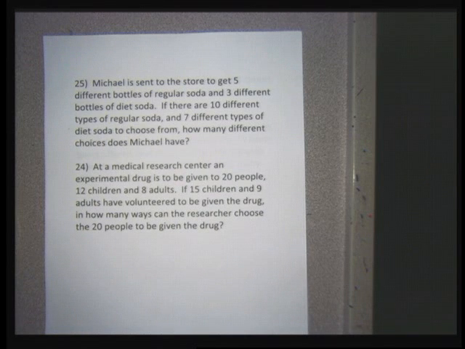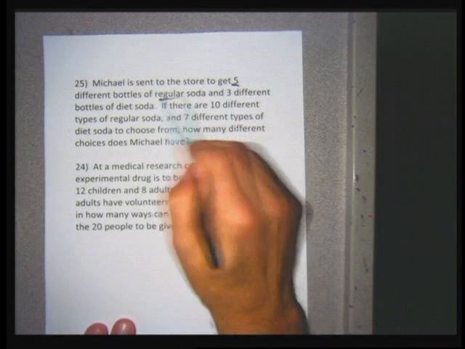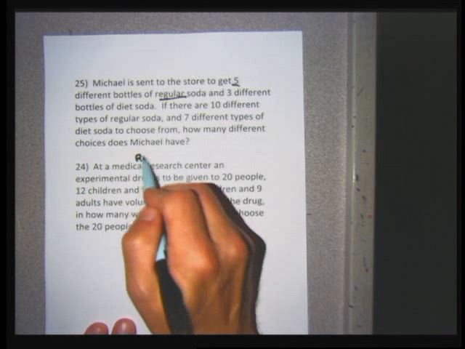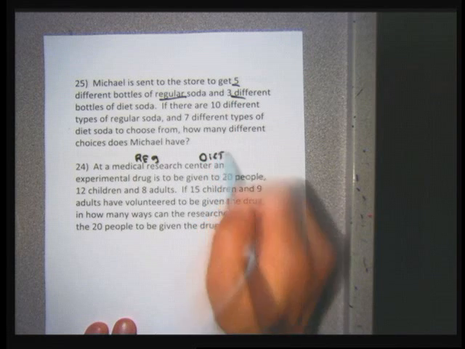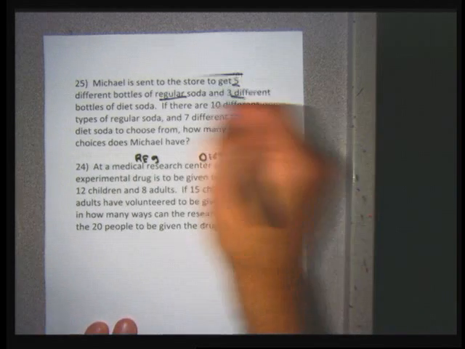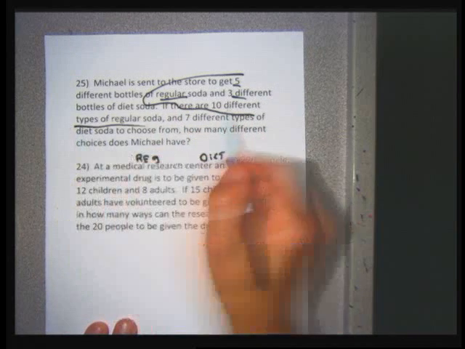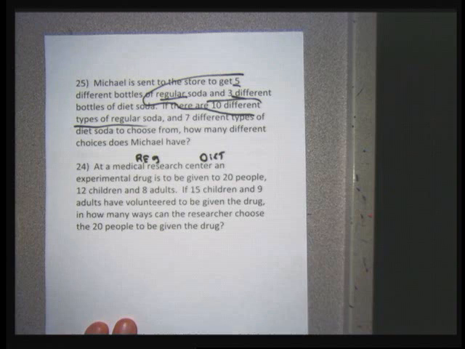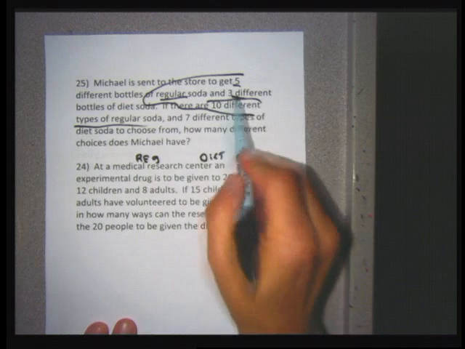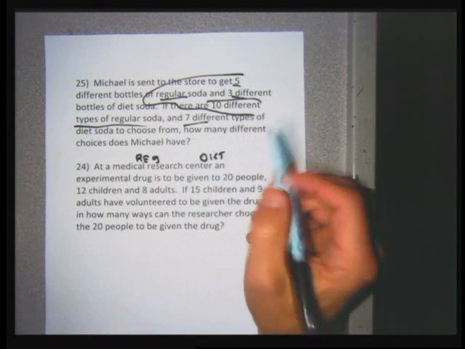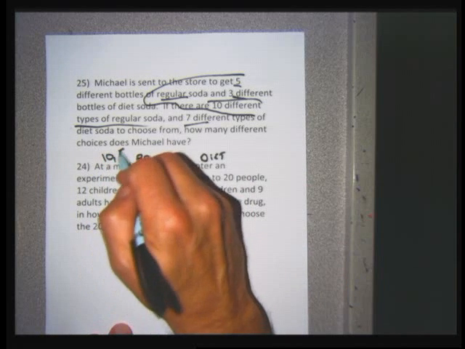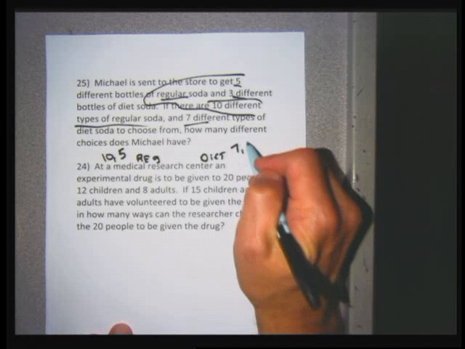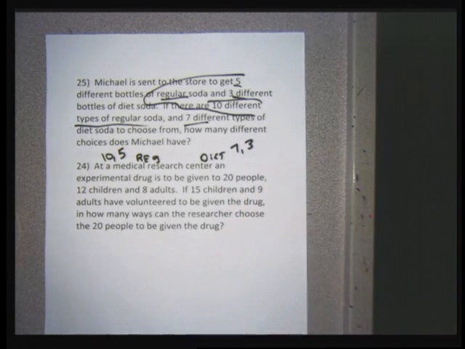For your problem 24, Michael has to get 5 bottles of regular soda, so you're going to make something for the regular, and he needs to get 3 different bottles of diet soda. You're going to make something for the diet. For the regular, you need to get 5 bottles and the place has 10, so your regular is going to have the numbers 10 and 5 in it. And for the diet, you need to get 3 and there's 7, so the numbers for the diet are going to have 7 and 3. So for the regular, there are 10 different regulars, you need to get 5 of them. For the diet, there are 7 different diets, you need to get 3 of them. Those are the numbers that belong together in this problem.